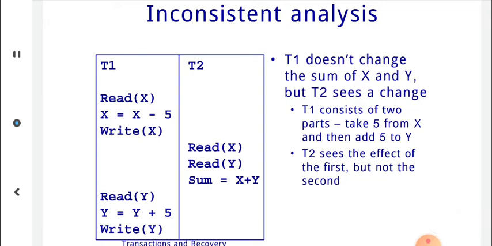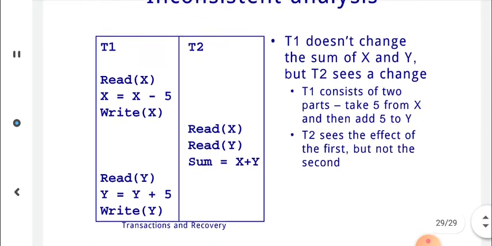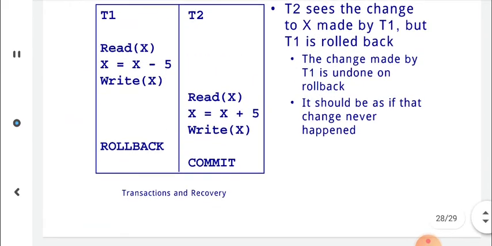T1 consists of two parts: take 5 from X and then add 5 to Y. T2 sees the effect of the first but not the second, because Y did not change yet. While you read Y in T2, you later changed Y. So it's inconsistent analysis.